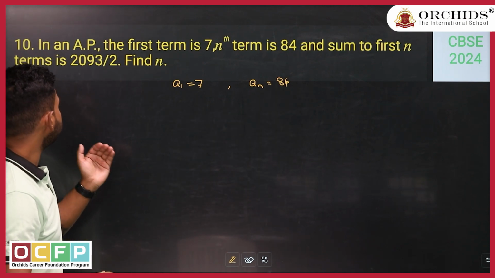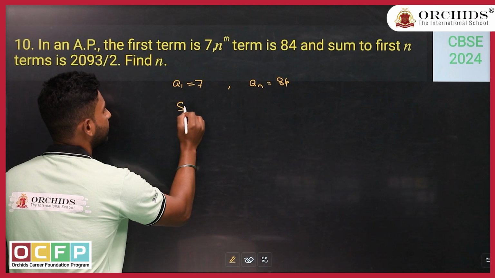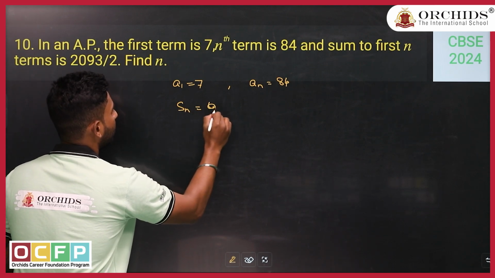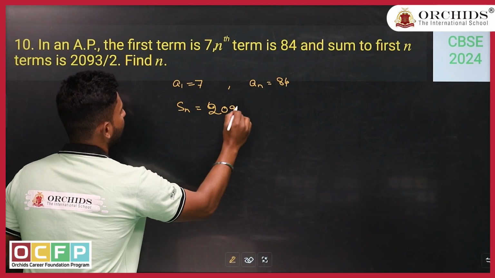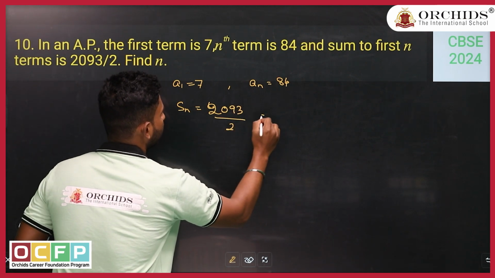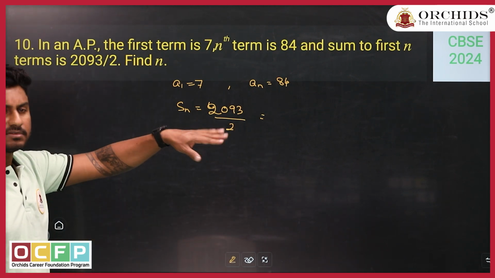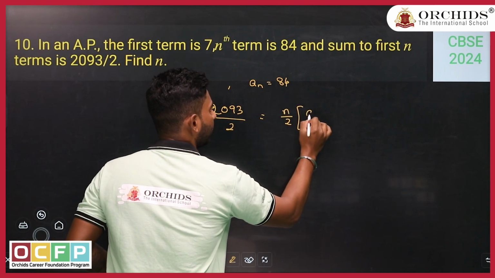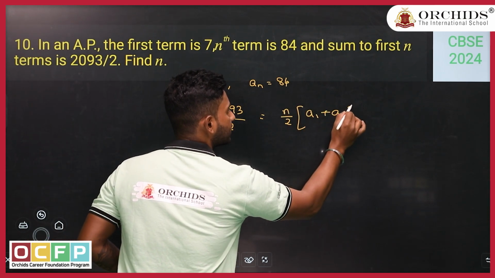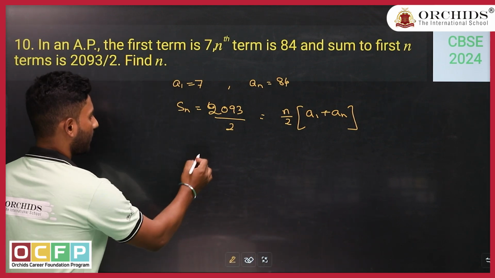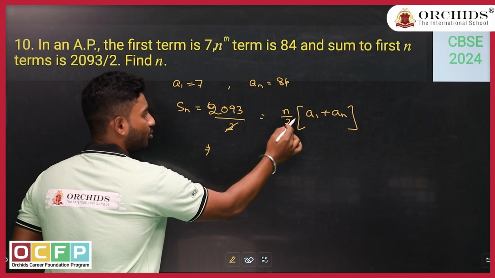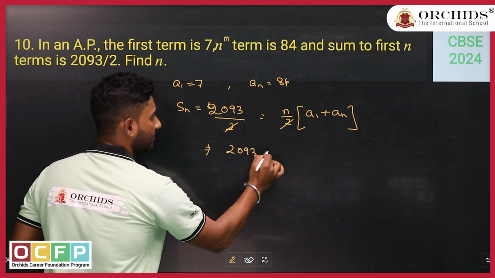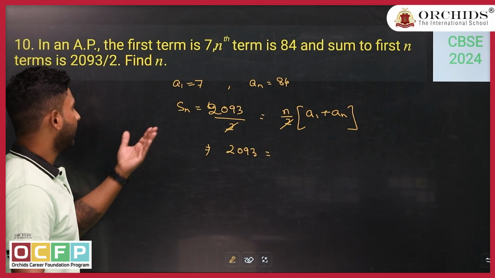Sum of first n terms, which is 2093 by 2. Now can you tell me what was the formula of Sn? Just put it down. n by 2, a1 plus an, the last term. Can I cancel 2 and 2? So 2093 over... Do I know n? n, so I have to find.